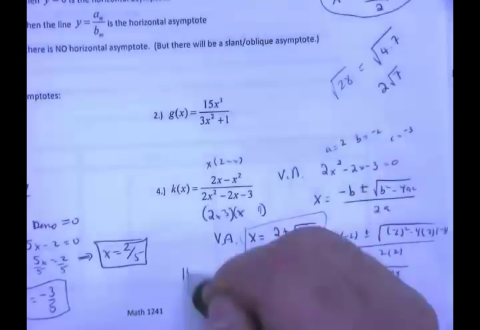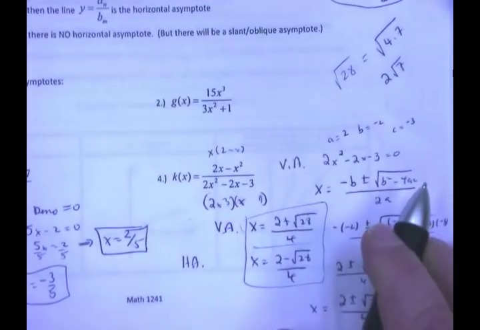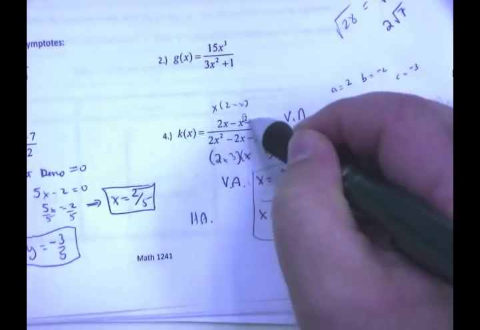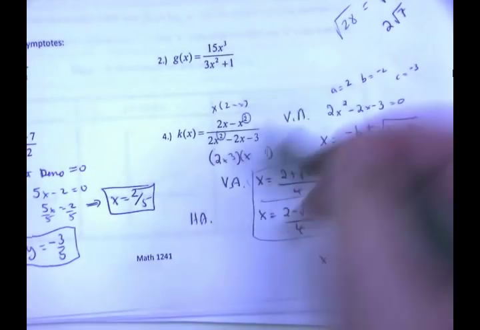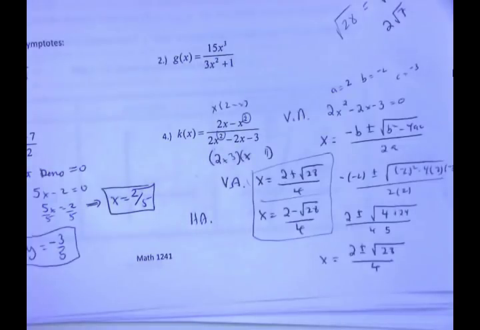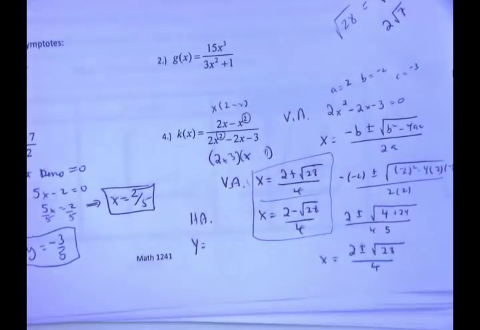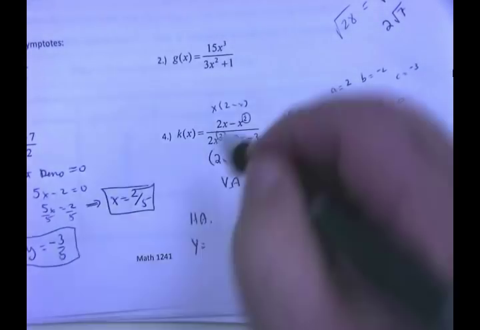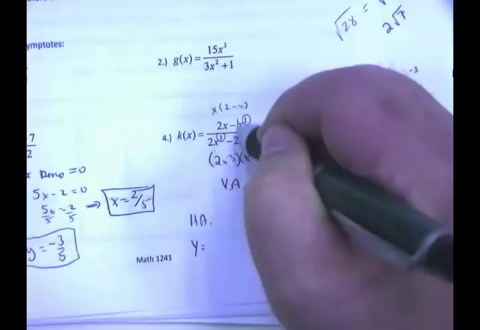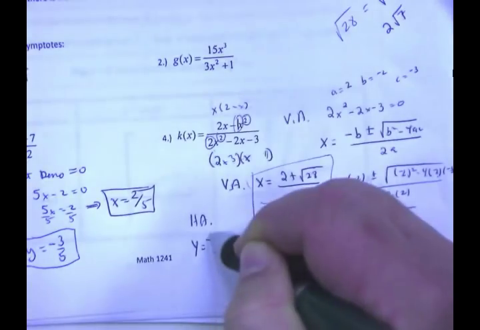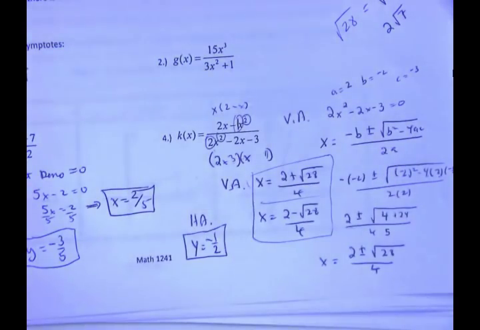One last thing on this particular one, I want to do the horizontal asymptote. What's the horizontal asymptote? Well, what's the degree of the numerator? 2. The degree of the denominator, 2. They're the same again. So what would the horizontal asymptote be? Watch your signs. All right, so it's the ratio of the leading coefficients. It's negative 1 over 2, negative 1/2. That's my horizontal asymptote. Does that make sense?